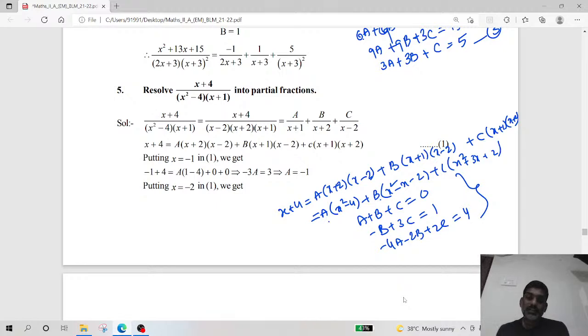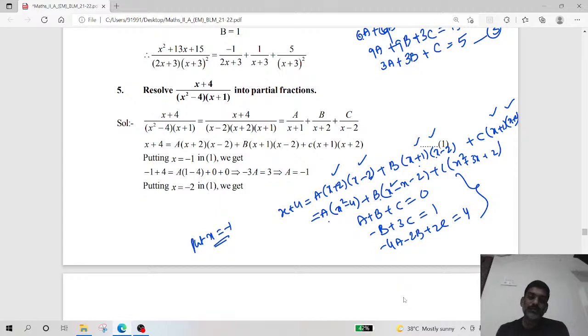Here x plus 2 and x minus 2 are there, x plus 1 and x minus 2, x plus 1 and x plus 2. If we want to eliminate b and c, what is the common factor in b and c? x plus 1. So let us take x equal to minus 1. Then the b and c terms will be cancelled, and only a will be left: a times minus 1 plus 2, times minus 1 minus 2. Minus 1 plus 2 is 1, and minus 1 minus 2 is minus 3. 1 times minus 3 is minus 3, so minus 3a equals minus 3.